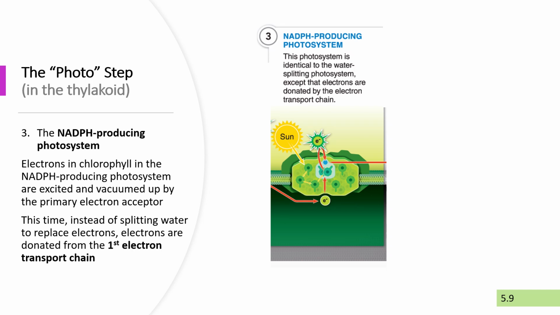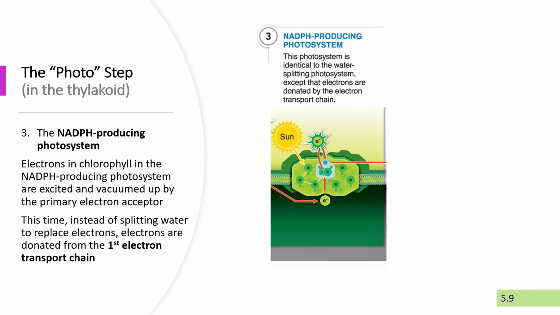Then, in the final steps of the photoreaction, we also create an energy-storing molecule called NADPH. This step starts similar to the first one, but now we are in a different photosystem. Electrons in the NADPH-producing photosystem are excited by the sunlight and transferred to the primary electron acceptor. Those electrons are going to go off to the next and final step.